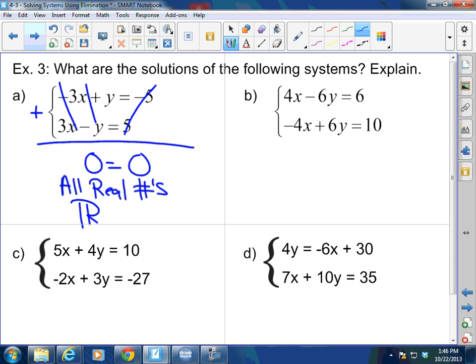Sometimes people like the symbol. That's fine. Okay? What happens over here in example B where I've got an elimination, I got 0 equals 16. Is that a true statement? No. So what happens there? No solution for sure.